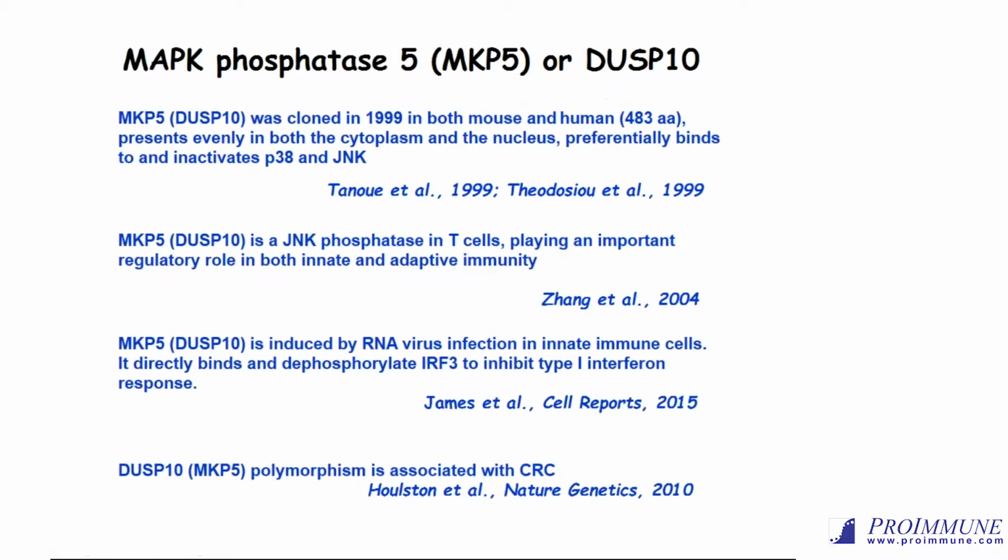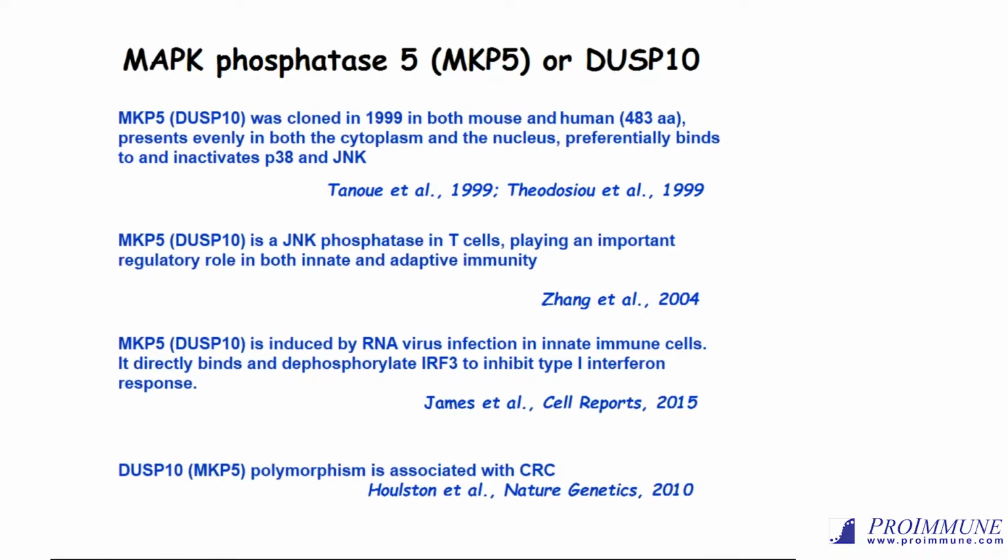This molecule was identified at the end of the last century in both human and mouse. When overexpressed in cell lines, it was able to inactivate P38 and JNK. Now we know that this early study had its limitations, probably due to the cell lines used or due to the antibodies or technology. In about 2004, we published a paper showing that DUSP10 is a JNK phosphatase in T cells, and plays a very important role in both innate and adaptive immunity.